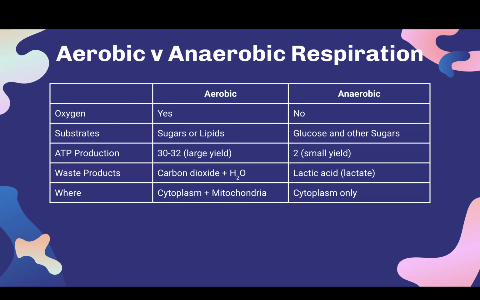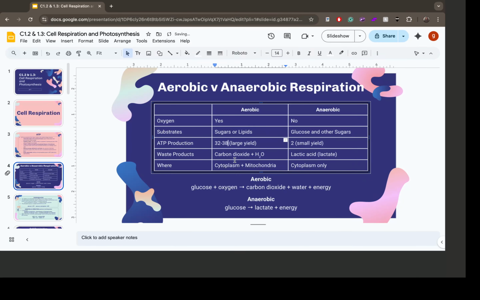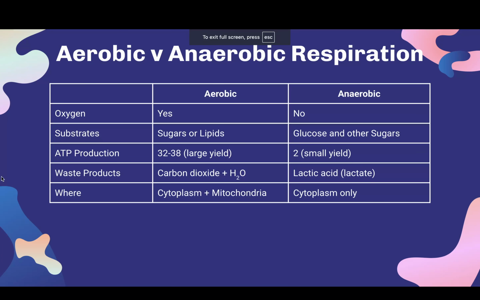But is it that aerobic respiration only occurs by digesting sugars and lipids? I don't know what you mean by that question. Okay, so I'm going to believe that, so 32 to 38. Basically, the point is that it's a large yield. I'll change the 30 to 32 to 32 to 38. But the main point is that it is a matter of it being a large yield.